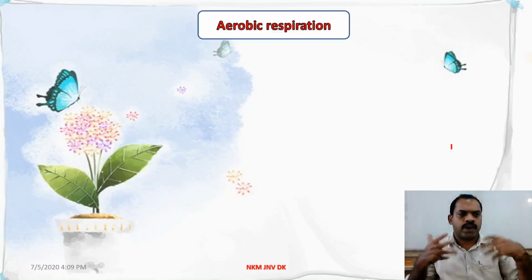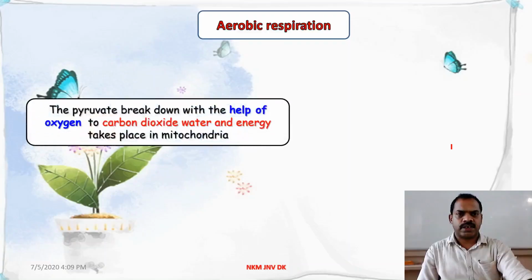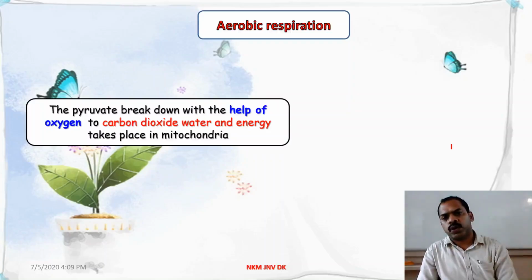Now let us see the other side, that is aerobic respiration. How does it function? In this case, the pyruvate is broken down into carbon dioxide, water and energy with the help of oxygen. That is a very important change. Here also pyruvic acid is breaking down, energy is produced, carbon dioxide and water are formed, but here oxygen is involved.